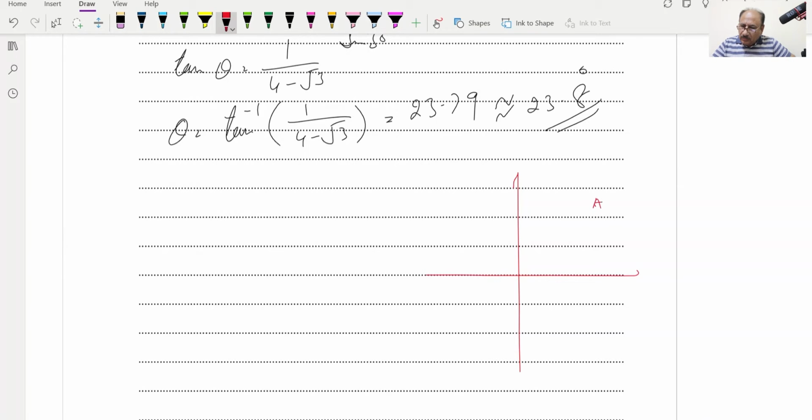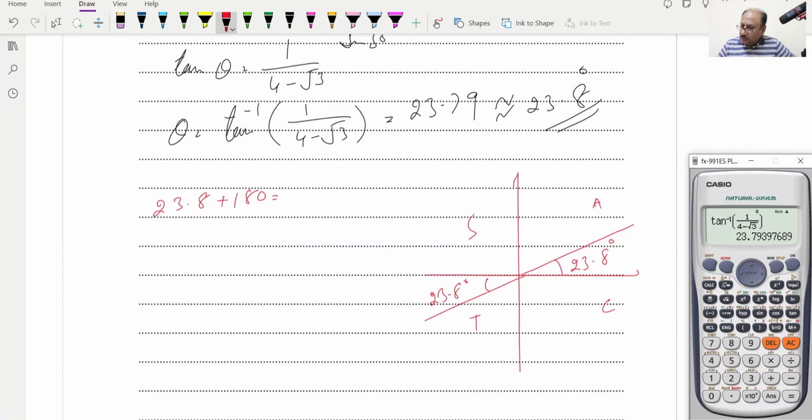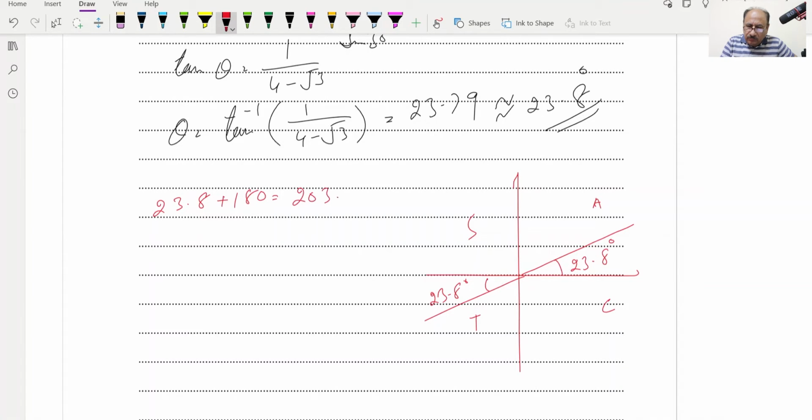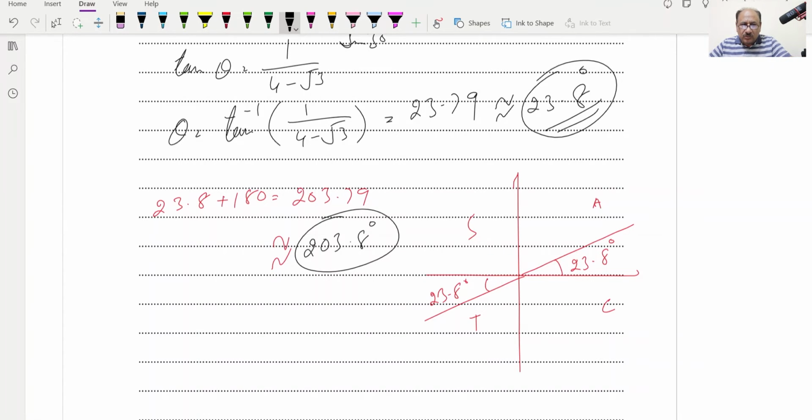So this will be the ACTS, and the angle will be 23.8 degrees, and the second angle will be a positive angle, and that will be 180 plus 23.8 degrees. So 23.8 plus 180 results in 203.79, and approximately this will be equal to 203.8 degrees. So this will be the solution for this question. We are done with this.